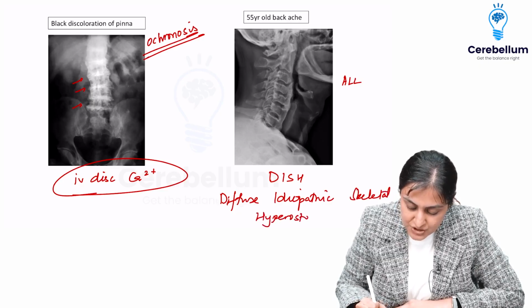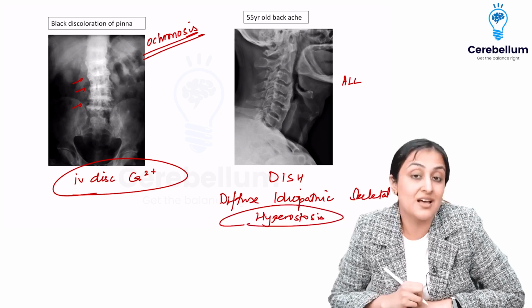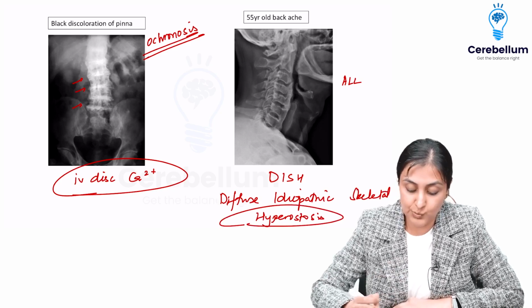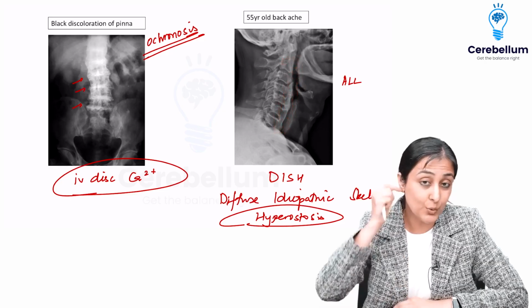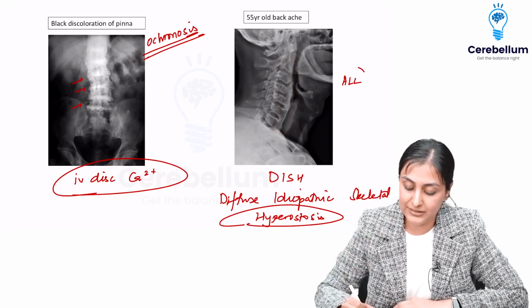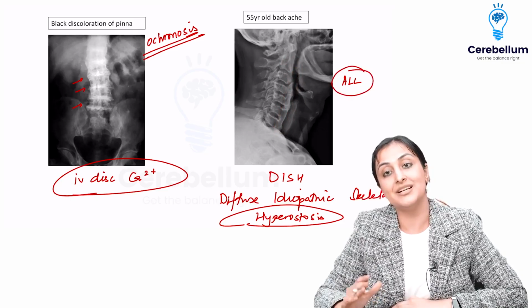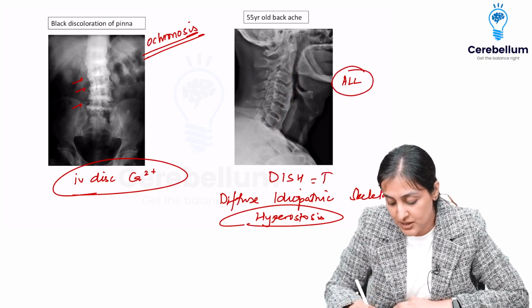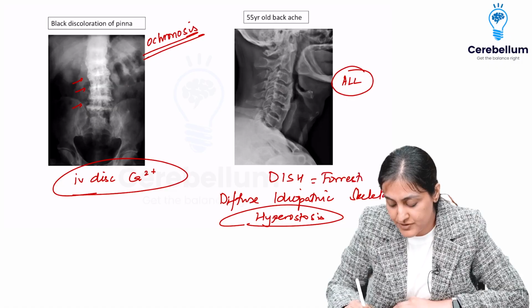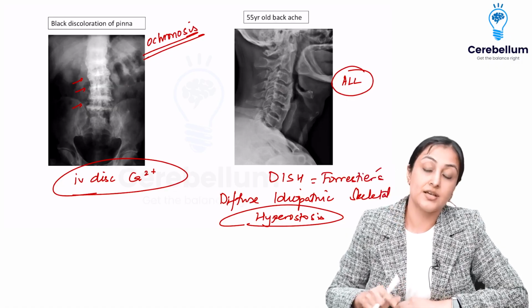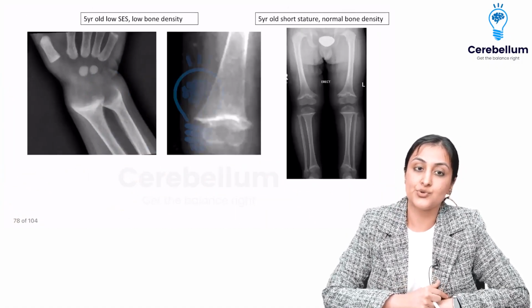So essentially, the only useful word here is hyperostosis. There is new bone formation like a flowing candle wax along the anterior longitudinal ligament in an old person is DISH. This is also called as Forestier's disease, right? So this is what we need to know.